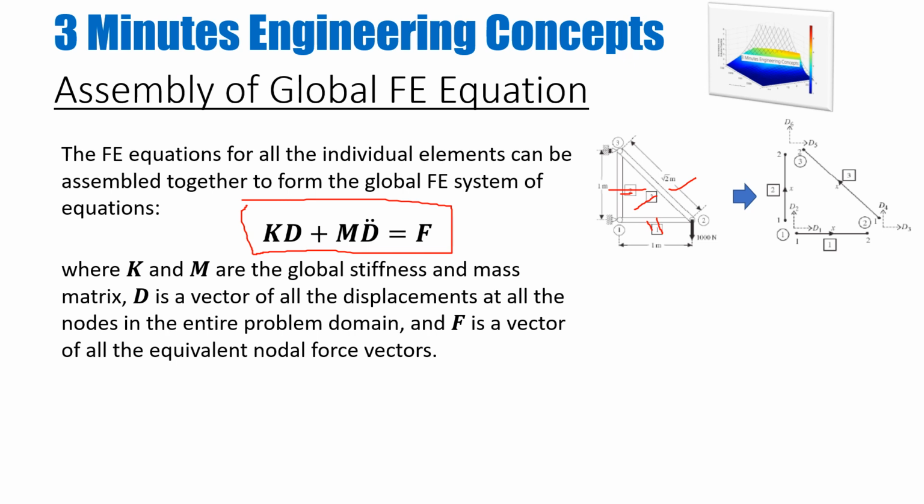So in the last video I told you, if we are doing a static analysis, we can eliminate this part, and then we solve the system of equations where we want to find the unknown displacements. So we can take this K to the other side, take the inverse of it, and multiply it with the force vector and get the displacements at each node.